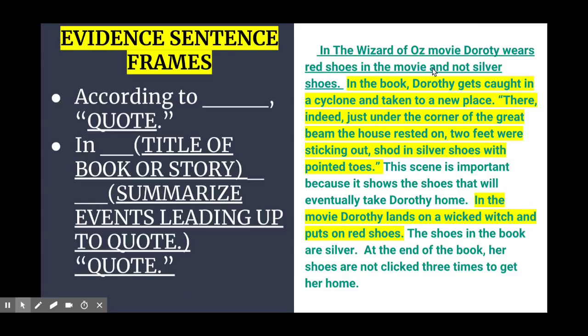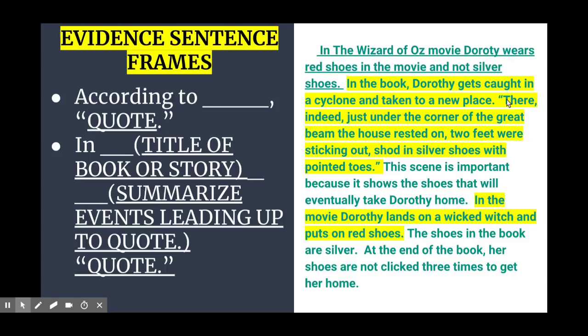Then I found a quote and I said, in the book, Dorothy gets caught in a cyclone and taken to a new place. So what I did is I'm using the second bullet point right here, title of book or story, in this case, Wizard of Oz. In The Wizard of Oz, I summarize the events leading up to the quote and then I give the quote. So in the book, Dorothy gets caught in a cyclone and taken to a new place. So I gave the title of the story and I summarized events leading up to the quote. And then I actually wrote the quote.